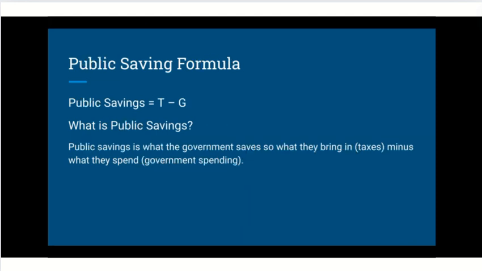Next, we'll look at the public savings formula. The public savings formula is T minus G, or taxes minus government spending. So what is public savings? Public savings is what the government saves, so what they bring in in taxes minus what they spend, which is government spending.